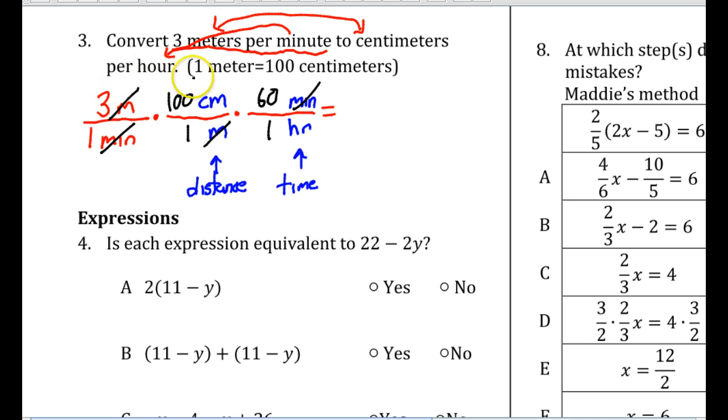Okay, so 3 times 100 is 300. 300 times 60, well, 3 times 6 is 18, and then we'll have 3 more zeros. 1, 2, 3 more zeros. So we have 18,000 centimeters per hour. There we go.